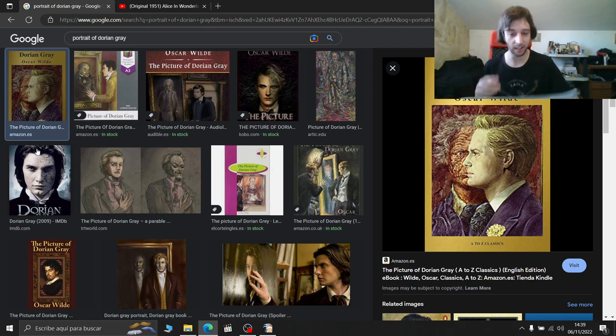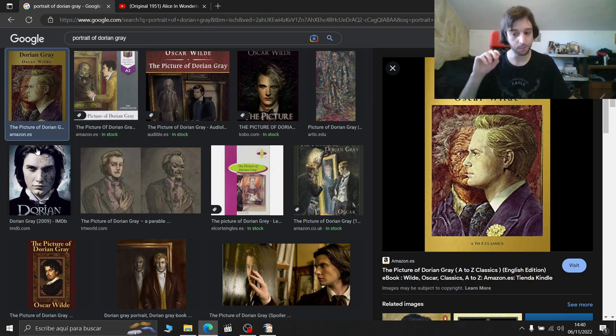And then he gets sad about it. He sees his portrait, and he's like, I wish I didn't get old and the portrait could get old for me. And then this happens in reality. So every time that Dorian Gray does something evil, something in the portrait changes. And with the passing of the years, the portrait also gets old.